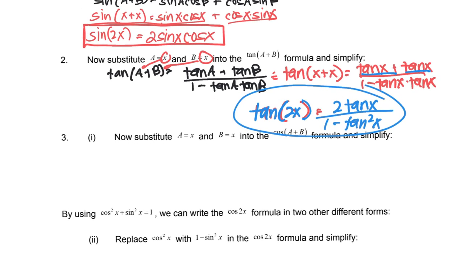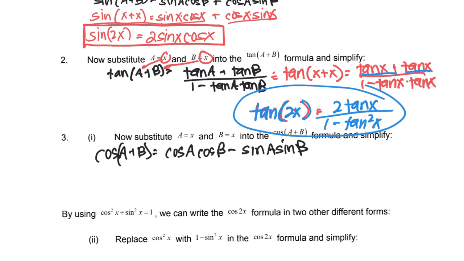And then we're now going to get our cosine double angle formula. So first I'm going to copy down the cosine of a plus b formula, which is cosine a cosine b minus sine a sine b. And they told us to plug in an x for a and x for b, which is ultimately going to get us 2x. And it becomes cosine x cosine x minus sine x sine x.